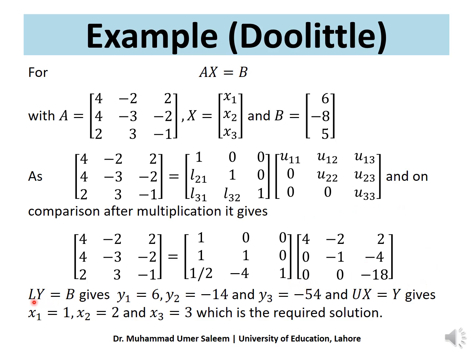So by using Ly is equal to B, we will get the intermediate vector as 6, minus 14, minus 54, and then we'll use Ux is equal to Y, which will give us x1 is equal to 1, x2 is equal to 2, and x3 is equal to 3, which is the required solution.